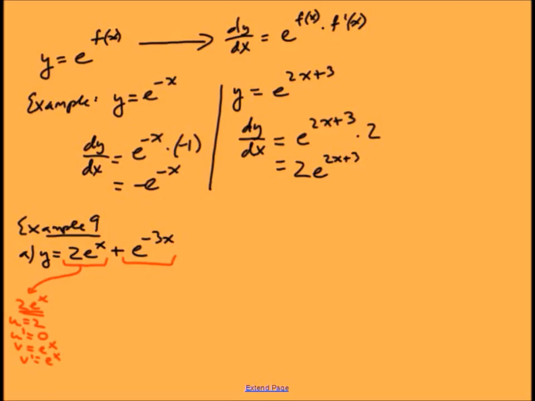Another aside over here, e to the x. This still follows this rule. So if y equals e to the x, okay, our function is only x, so the derivative of that would be itself multiplied by the derivative of the function in the exponent, and that derivative is just 1. So another reason why the derivative of e to the x is just e to the x.